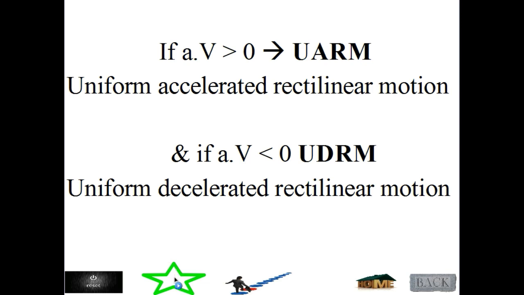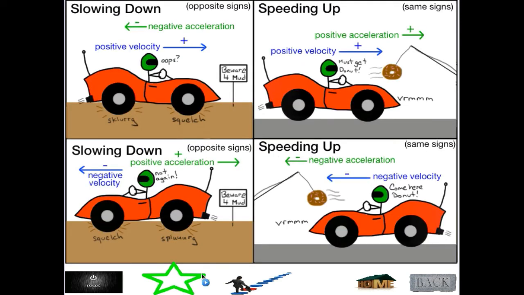I will let you see this figure to illustrate this idea. Here a car is moving in the positive sense, with velocity forward, and he reduces his speed when he reaches the mud.